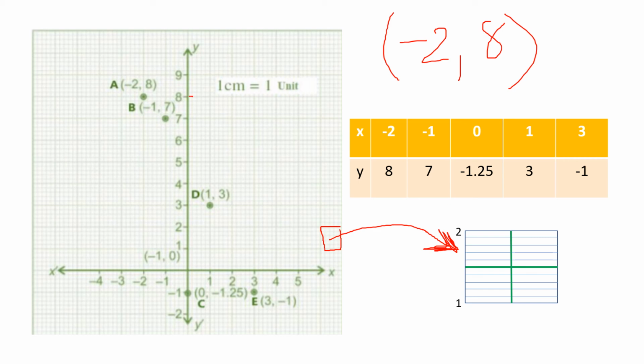8 is positive, so I have to go this side. So 8 and -2. So you can see that this is the point, -2, 8. Now next point, -1, 7.